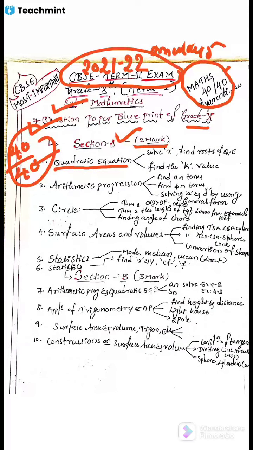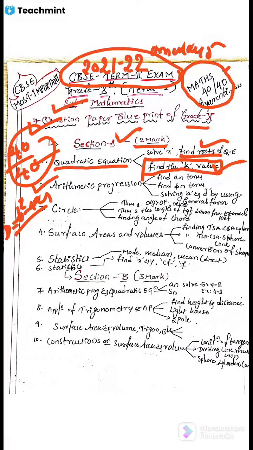Solve the x value, like finding the roots of a quadratic equation by using the factorization method or by taking the discriminant value. And also here, find the k value. This is a very important question. Find the k value by using the quadratic formula. I hope you know that the discriminant D is equal to b square minus 4ac, isn't it? So by using that you can find the k value.